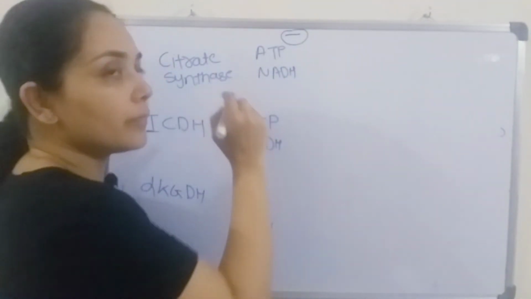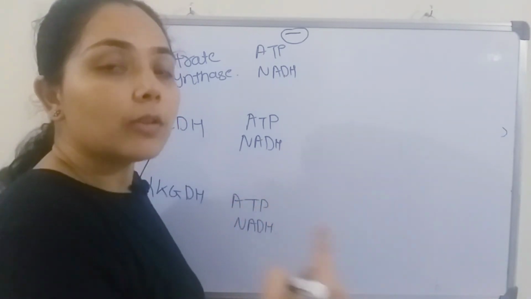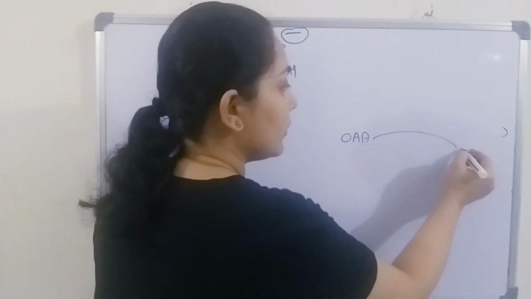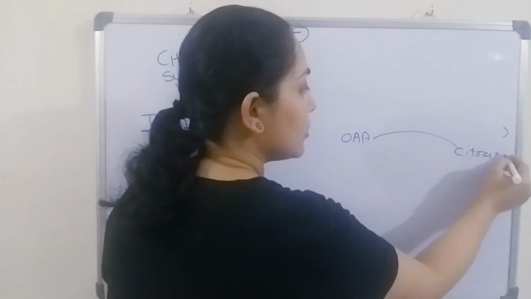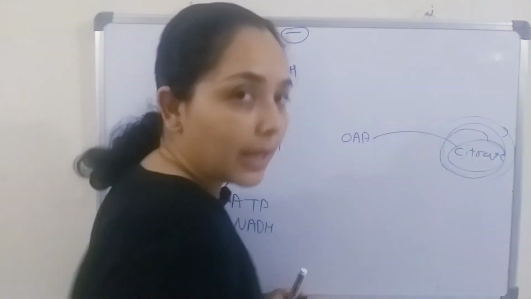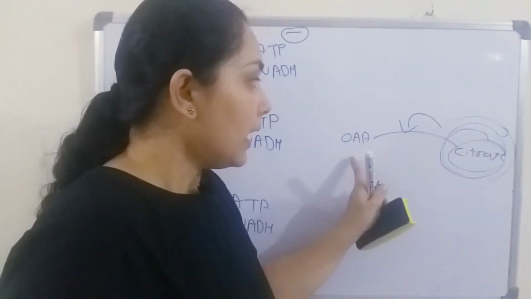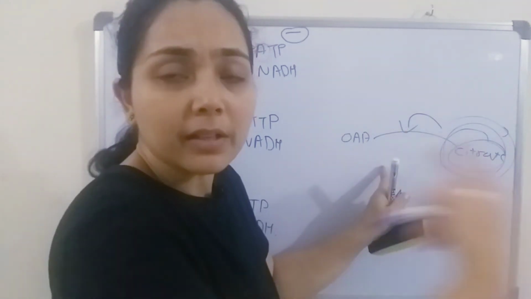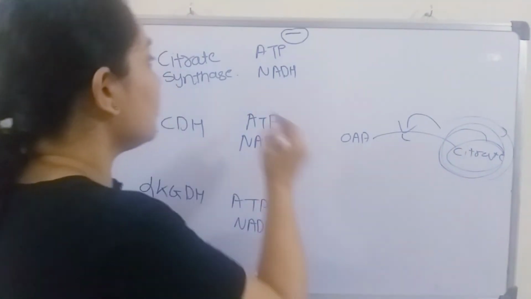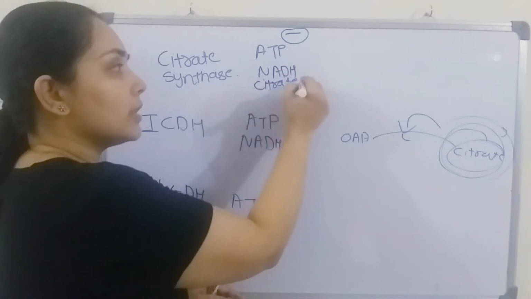Citrate synthase is also negatively regulated if a high concentration of citrate is there. See, oxaloacetate will convert to citrate, so citrate is the product of this reaction. If this product is present in a large concentration, it will regulate the enzyme activity and this conversion will not take place. So ultimately the Krebs cycle will not run further. So citrate will also regulate the enzyme citrate synthase.